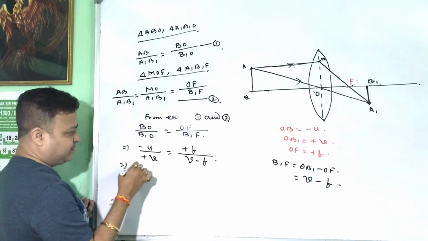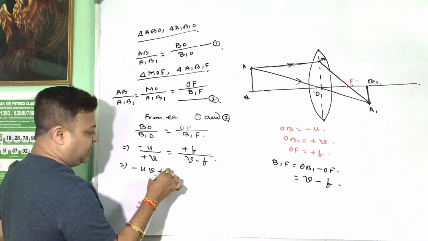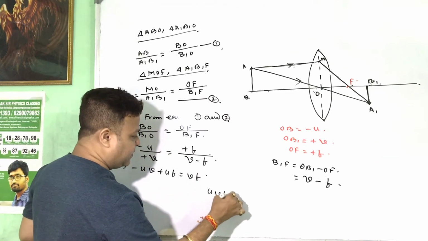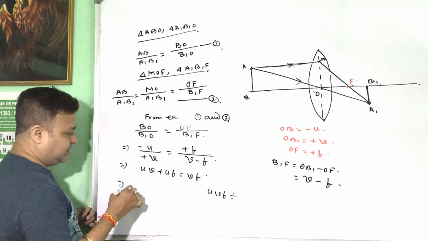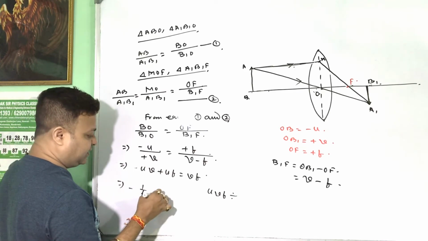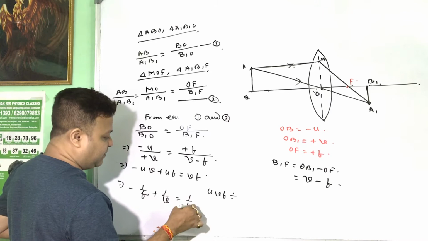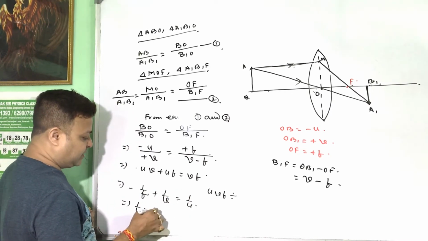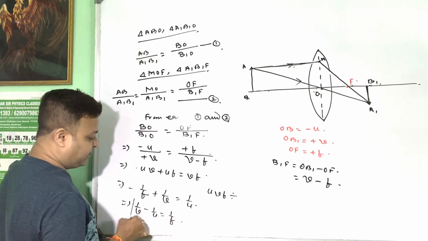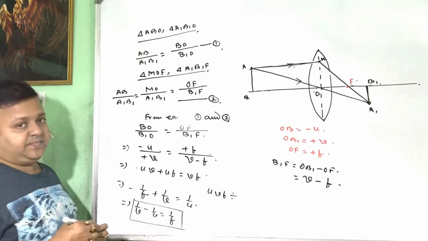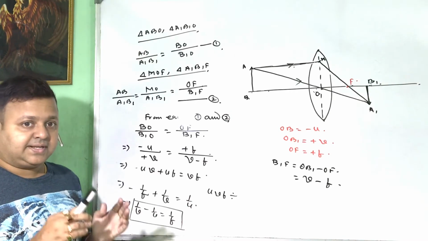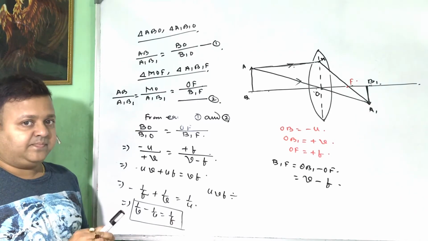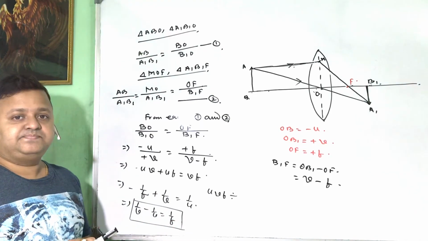Cross multiplication, uv minus uf equal to vf. Dividing by uvf, that is minus 1 by f, this is plus 1 by v, minus 1 by u. That is 1 by v minus 1 by u equal to 1 by f. This is the thin lens formula. This is not the actual formula, but this is the thin lens formula. If the refractive index of the lens material is not given, then only this formula is applicable.